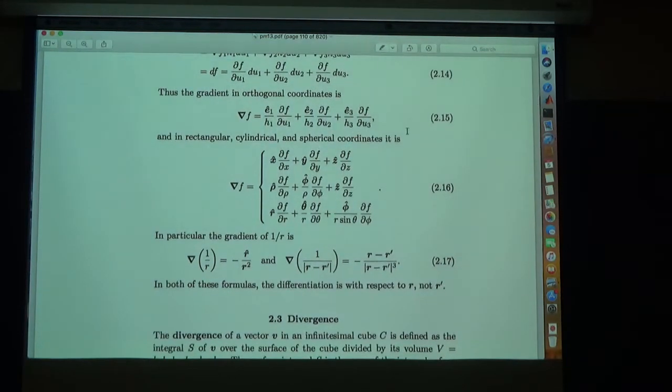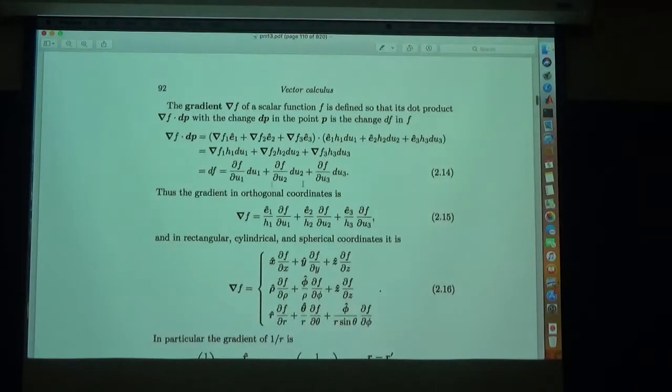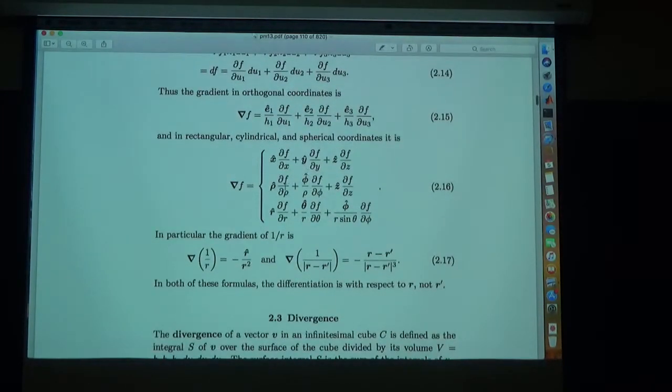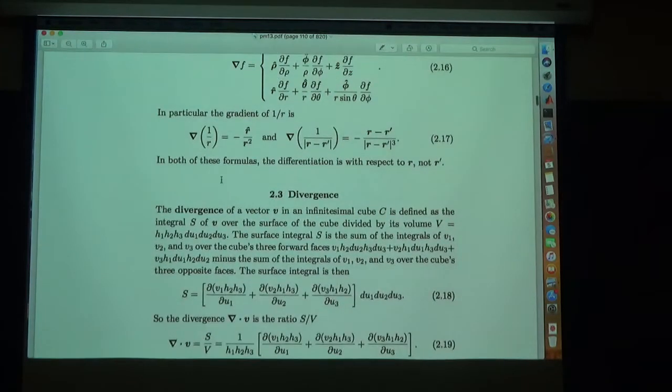And so the gradient in orthogonal coordinates takes this form, which follows from all this. In rectangular and spherical coordinates, which are particular orthogonal coordinates, this is what the gradient looks like. And now something I want to focus on a little bit is this little thing here. This is something you probably learned in college.